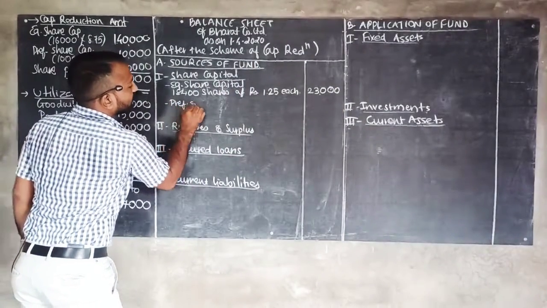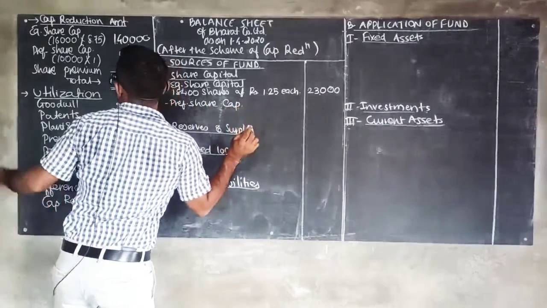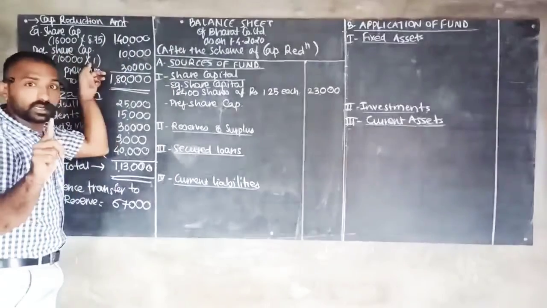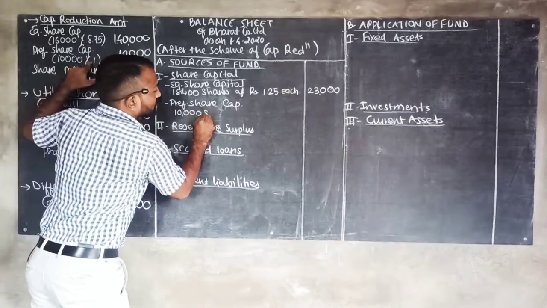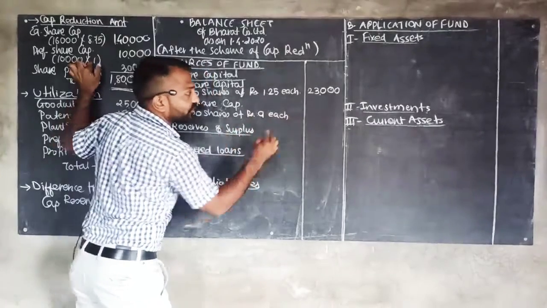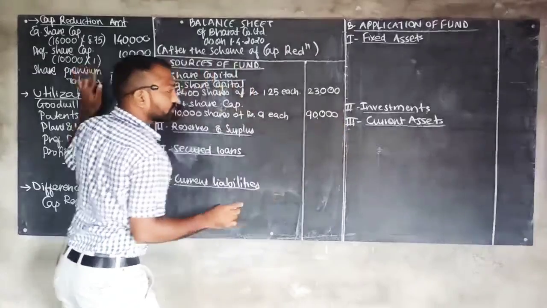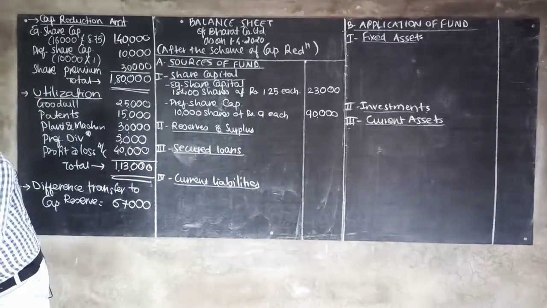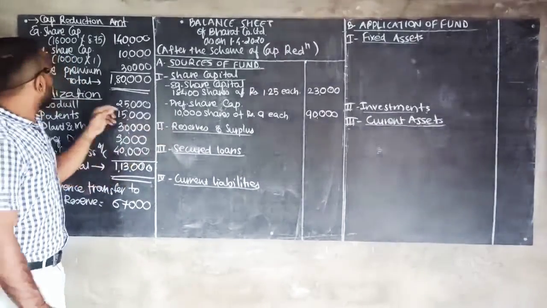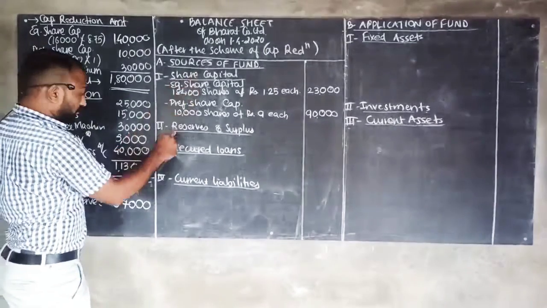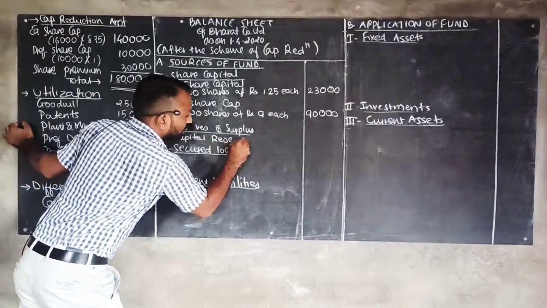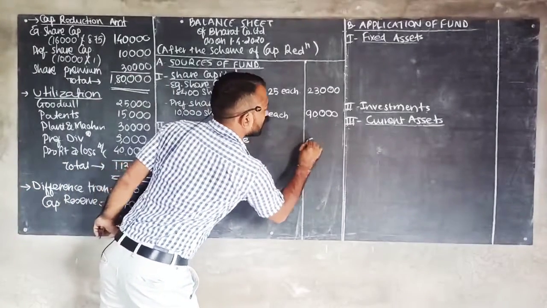Another, we had preference share capital. How many shares were there? 10,000 shares of rupees 10 each, and in that we have reduced rupees 1. So here 10,000 shares of rupees 9 each, so here 90,000. In the previous balance sheet, we had securities premium, but we have utilized the securities premium. And the new capital reserve is 67,000. So in reserves and surplus, capital reserve amounted to rupees 67,000.